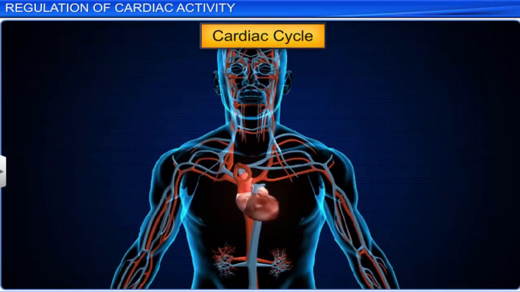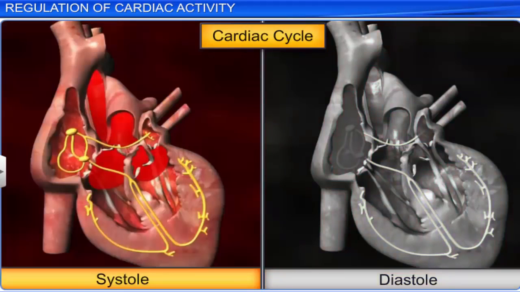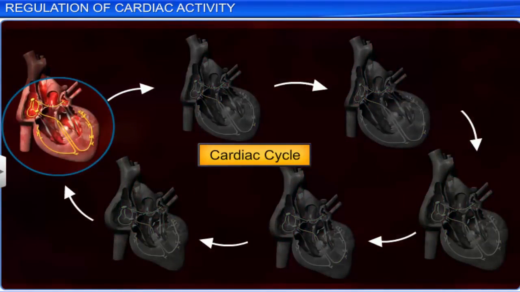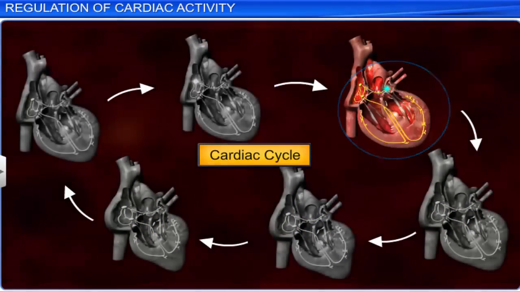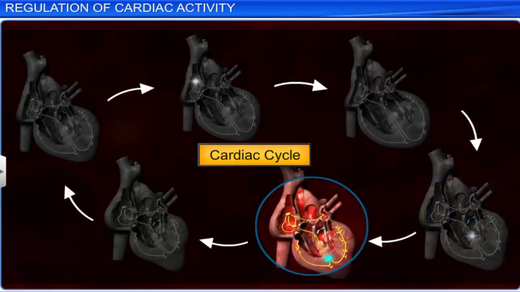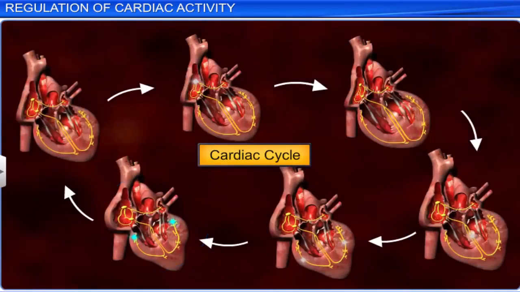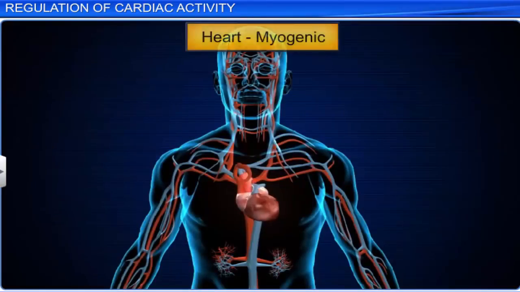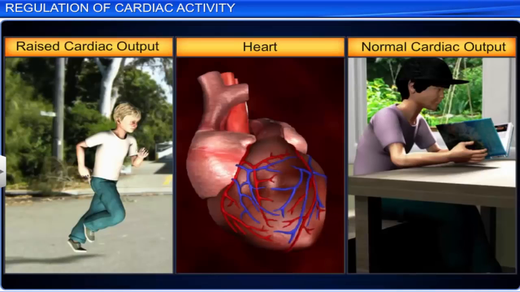The cardiac cycle involves systole and diastole and is carried out automatically through nodal tissues of the heart. Hence, the heart is also termed myogenic, which means originating in the muscles. Our body has the ability to increase or decrease cardiac output when required.